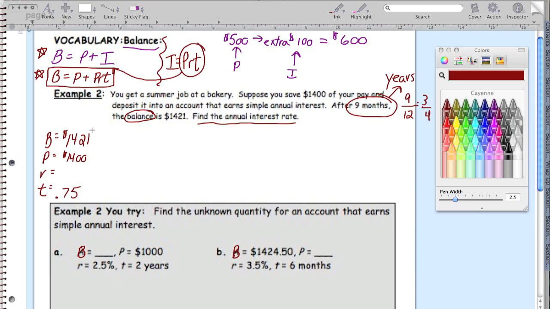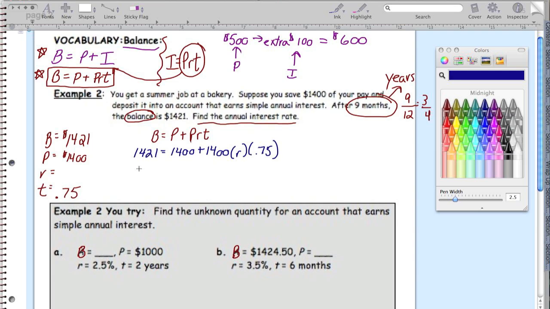So 1421, 1400, 0.75, we're ready to go. B equals P plus PRT. Neatness is very important here. All right, let's substitute in. Balance is 1421. Principal is 1400, so I substitute that in for both P's. My rate, we don't know, so I'm going to keep that R. And my time is 0.75.